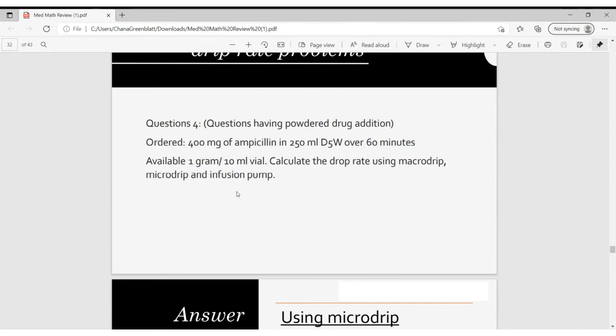What I meant to say was, when it says available 1 gram per 10 ml vial, the way it wants you to approach the question is to really break it down step by step and say, okay, what does it want? It wants the drop rate using macro drip, micro drip, and infusion pump. So this is going to say, can you figure out milliliter per hour? And can you figure out the other one? Anyone have any idea on how to approach this question?